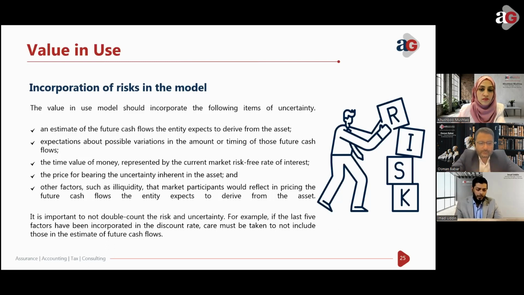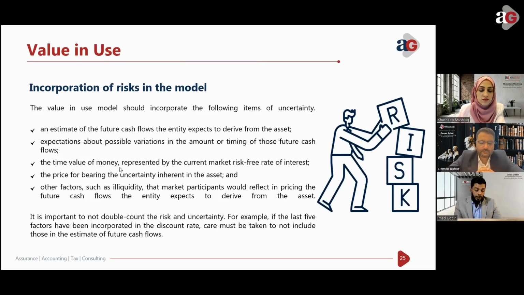The price for bearing the uncertainty inherent in the asset. This is the normal market risk premium that we include in our valuations. Other factors such as illiquidity, which market participants would reflect in pricing the future cash flow. This is the risk premium to incorporate the entity-specific or CGU-specific risks.